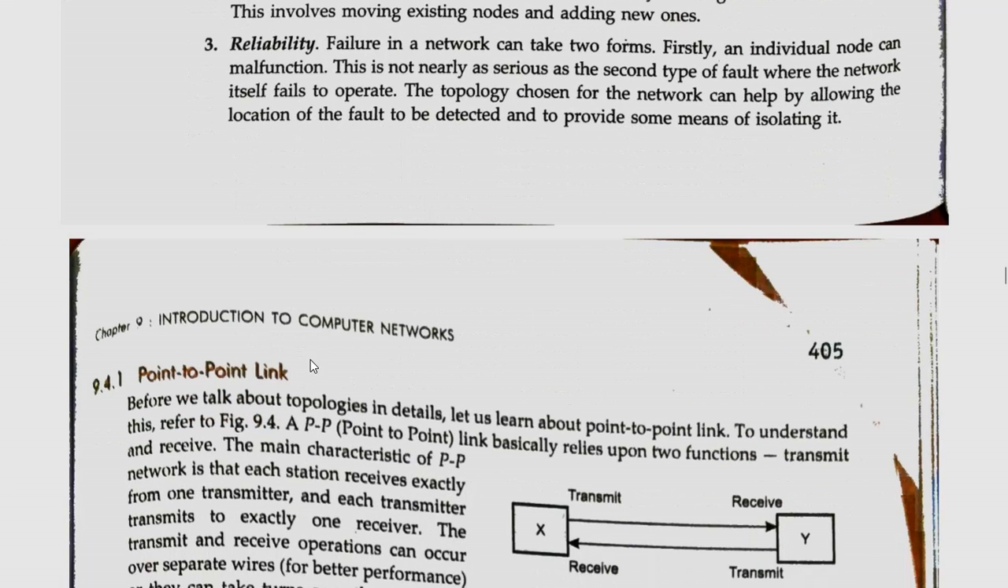Okay, and we have also discussed the point-to-point link, that is, it is possible that we are transmitting and receiving from the same connection or data cable, and there is a second possibility also that we are transmitting from one cable and receiving from a different cable. Okay, so this was about the point to point link.